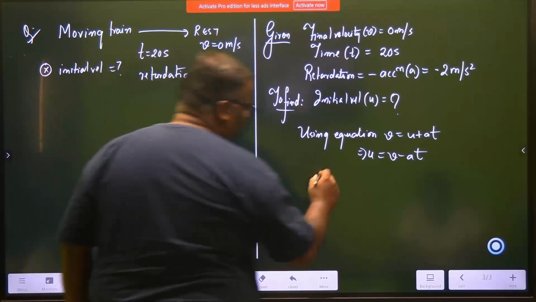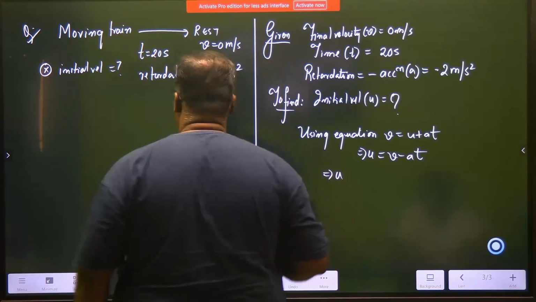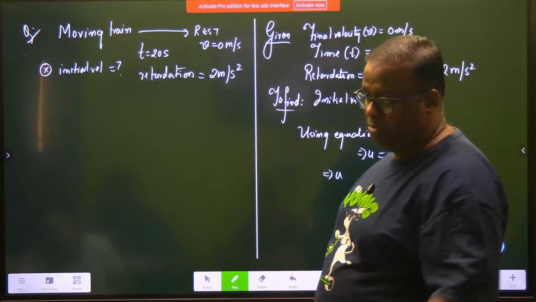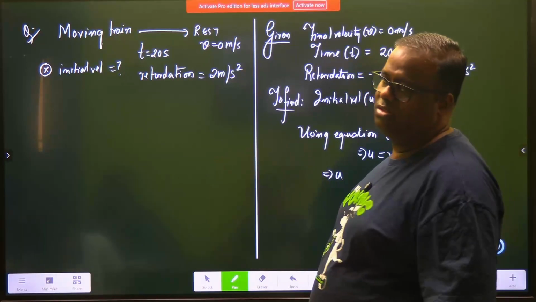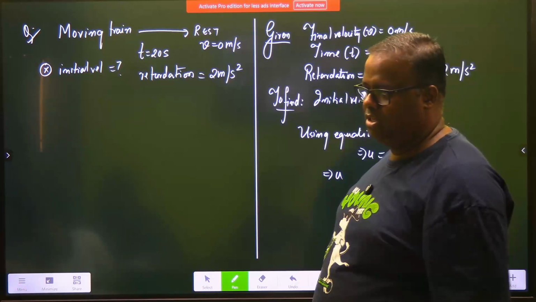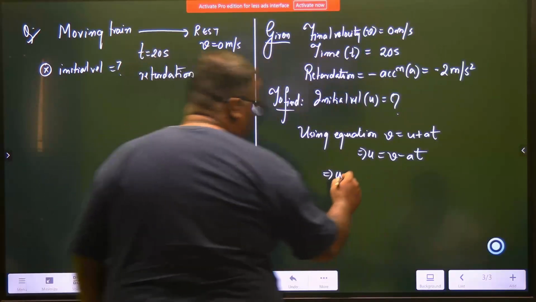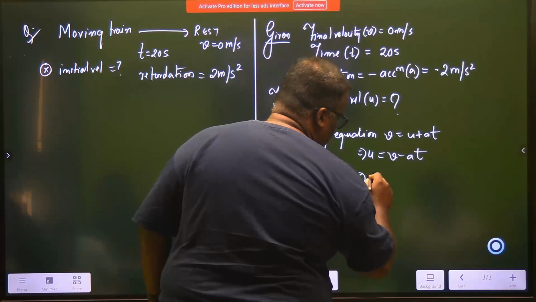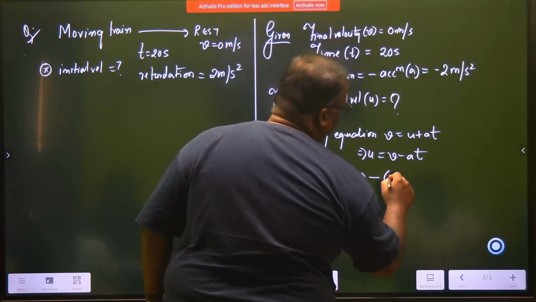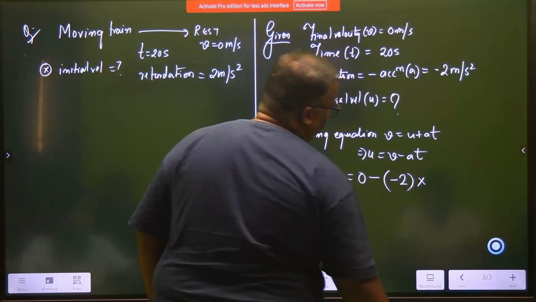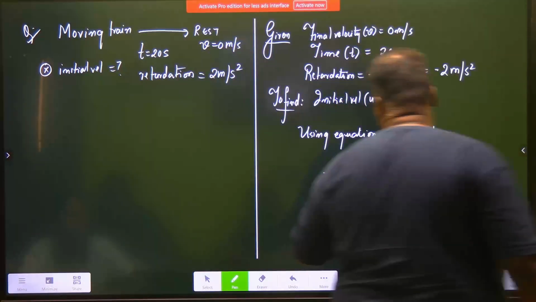Listen, children. The train has been brought to rest. That means the initial velocity must be more. Always use your brain. What is the final velocity? 0. So 0 minus 2 into t.